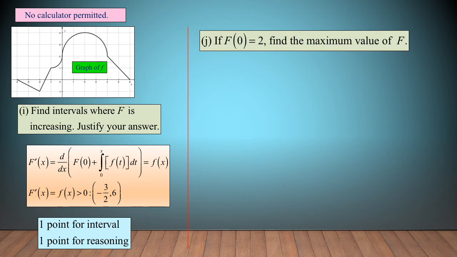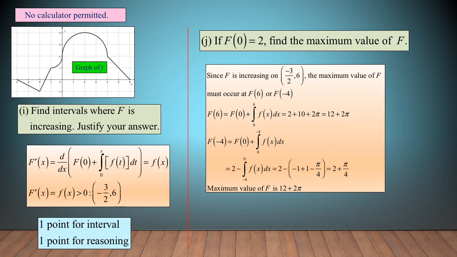J asks, if capital F of 0 is equal to 2, then find the maximum value of capital F. Since F is increasing on -3/2 to 6, it is also decreasing on -4 to -3/2, meaning that the maximum value of F must occur at one of the endpoints, capital F of 6 or capital F of -4. F of 6 is F of 0 plus the integral from 0 to 6 of f of x dx, and that becomes 2 plus the area under the curve, 10 plus 2 pi, and we get 12 plus 2 pi.